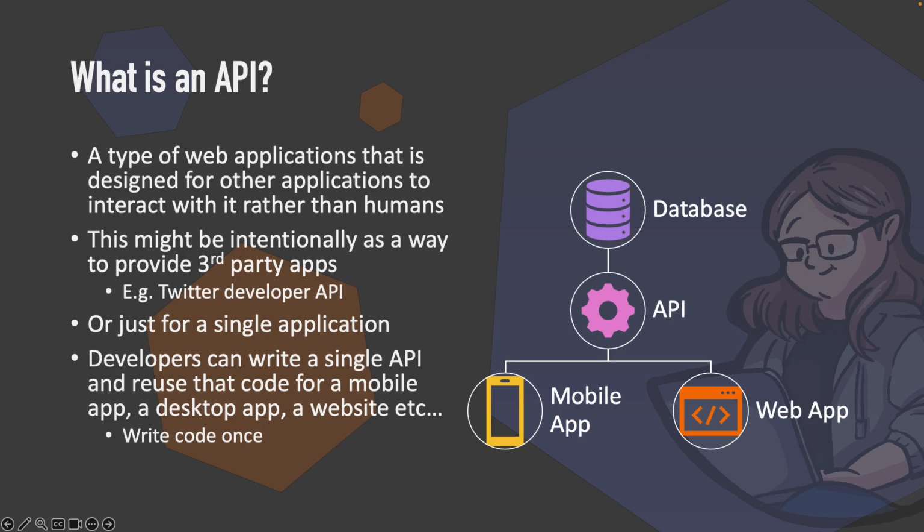This may be intentionally as a way to provide a third-party app. The Twitter Developer API enables people to build stuff on top of Twitter, or it could just be a single API for a single application that's just in use. The idea of an API is really that developers can write one API, then reuse the same API for a mobile app, a web app, a website, et cetera. It's write code once rather than writing it multiple times. And particularly for business logic and just plain old database applications, very common.